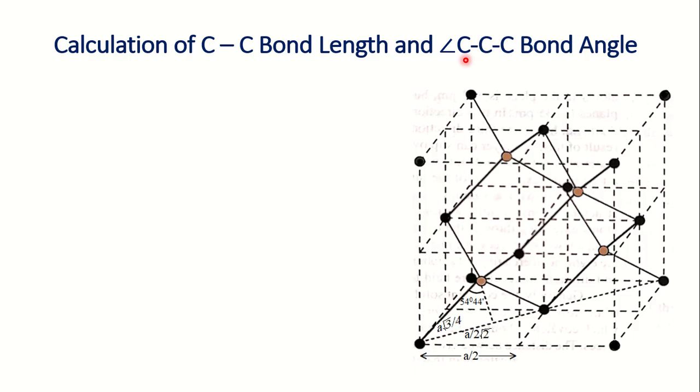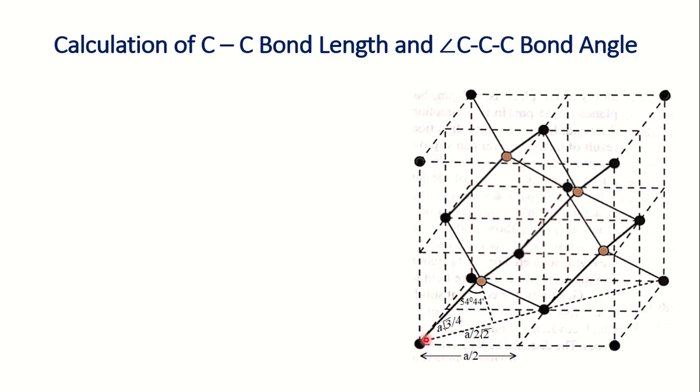Now we have to calculate the carbon-carbon bond length, the sigma bond length, and the CCC bond angle from this information which has been obtained from the XRD data. We have already found the edge length. It has been found to be 3.04. So we are going to calculate the bond length first. So from here to here, this distance.